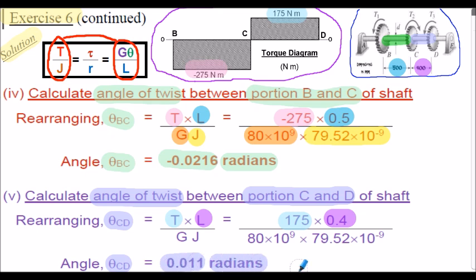That's positive rotation. Again, considering the analogy between our shear force diagram and our torque diagram, we would have negative shear force between B and C on the diagram and positive shear force between C and D. And that's analogous here to having a negative twist between BC and a positive twist between CD. I'm not sure if the analogy helps you with your understanding, but it may help relating torque diagrams to shear diagrams.